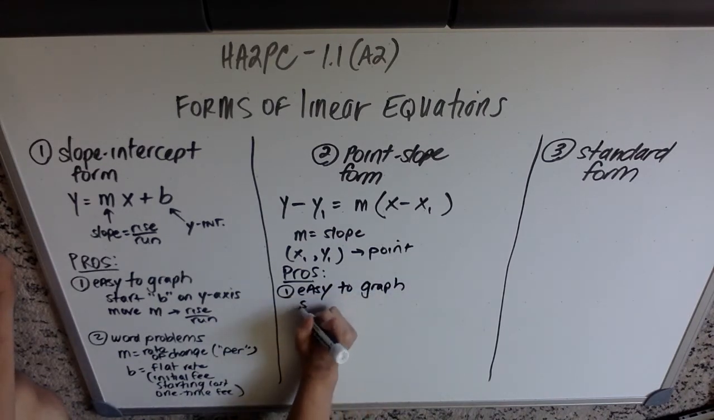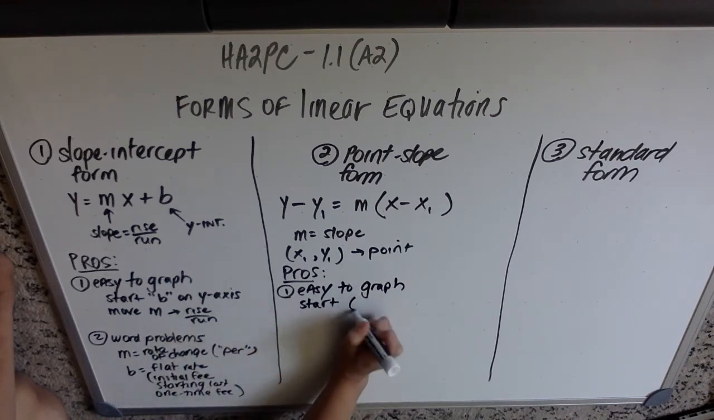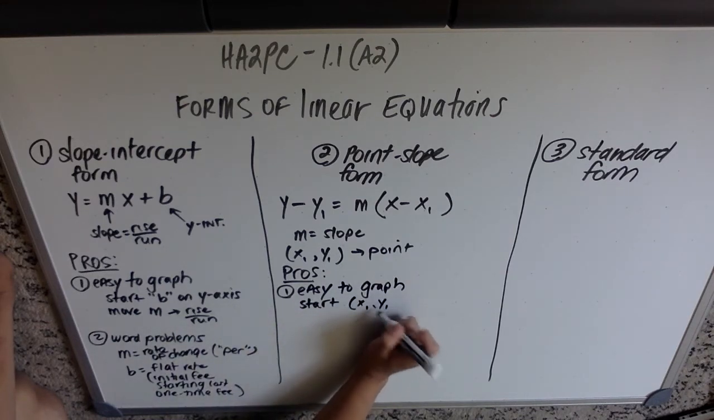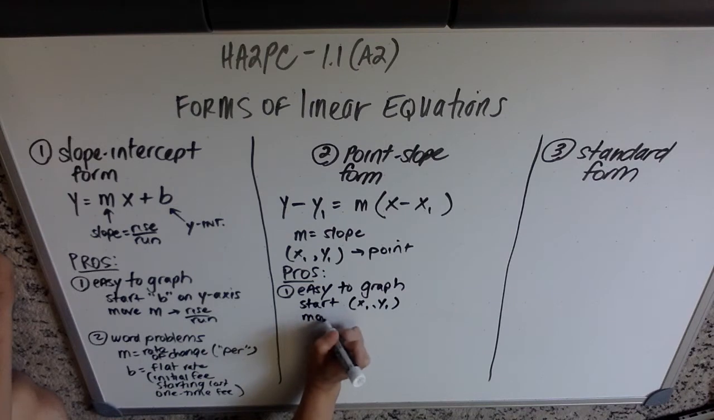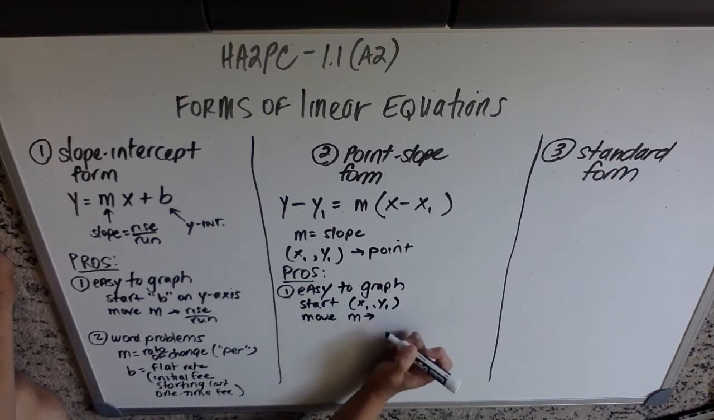It's easy to graph because instead of starting at that point b on the y-axis, we just start at the given point, x1 comma y1, and then we move m units the same way we would if we were graphing in slope-intercept as a rise over run.